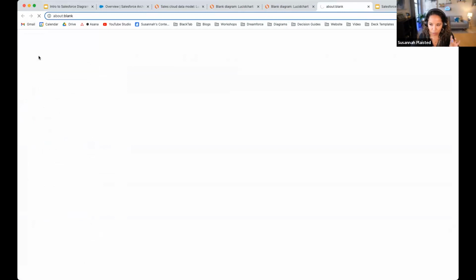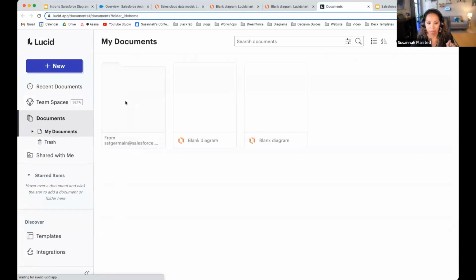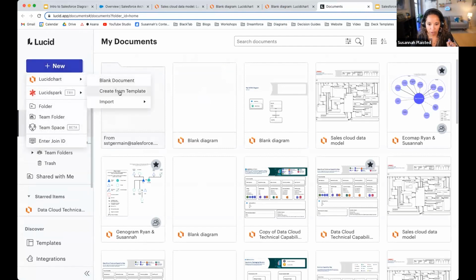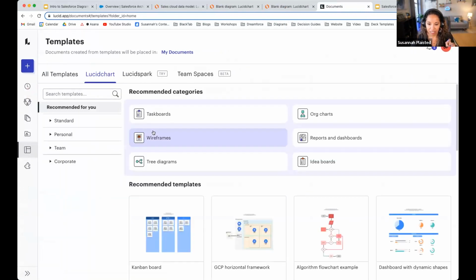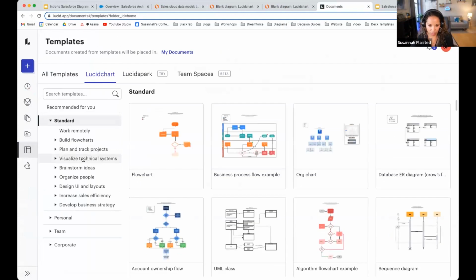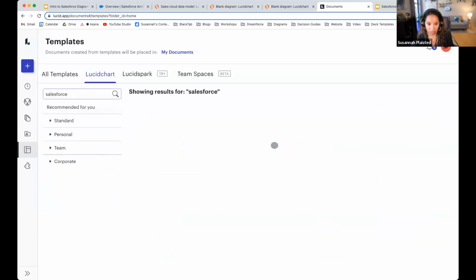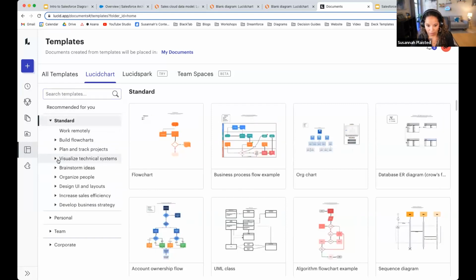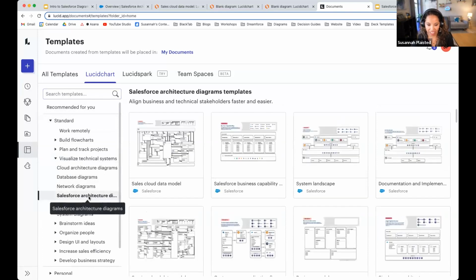Lucidchart has LucidSpark now, which always makes my click path a little funky. But if you go New, Lucidchart, and create from template, this is going to allow you to see not just Salesforce templates, but tons of different templates for different things. But if you go to Salesforce, let's just search for Salesforce. You'll see all the Salesforce diagrams, some of which are not official. Okay, these ones are the official ones, Salesforce architecture diagrams.